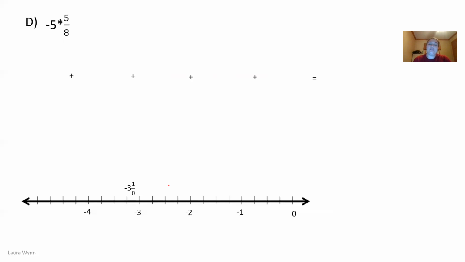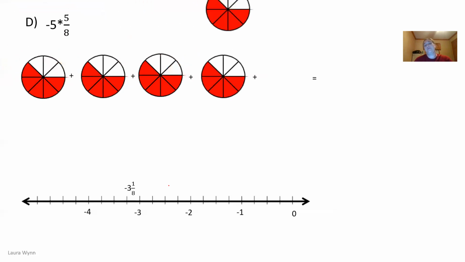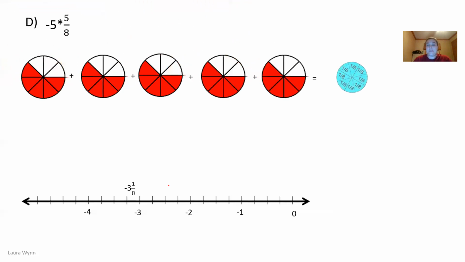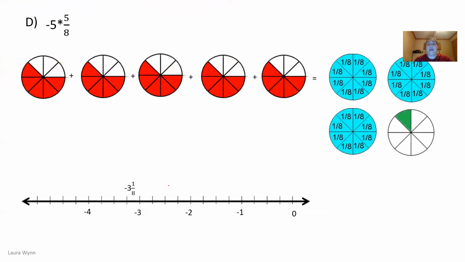Now, this is similar to the problem that was just before that we didn't work, but let's work on this negative because some people might get a little confused and might mess them up. So again, that 5 is telling us how many of these circle diagrams we have. So here's 1, 2, 3, 4, 5. It gives the same answer as the other one. So we have 3 wholes and 1/8.